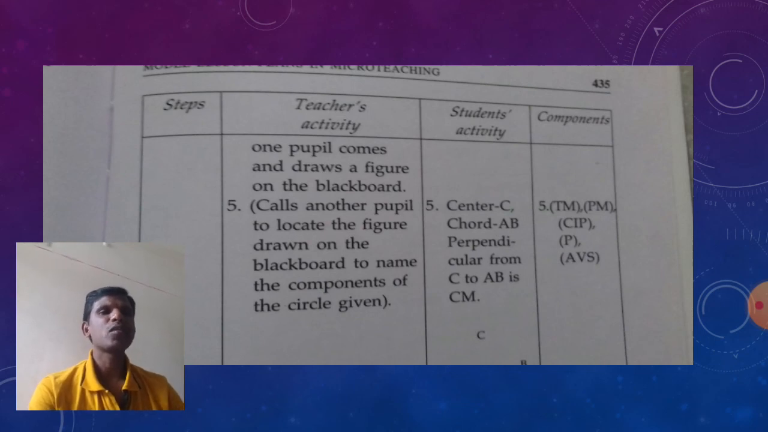The AVS also we can observe. Why? Because the teacher is asking using the blackboard, and some other TLM also the teacher can use, like circle names and parts. We can prepare the TLM. This is called audio visual switching also. So whenever the teacher wants to display all these things, she should come with the prepared TLM. Then automatically she can display whatever she wants to explain. So this is called AVS, audio visual switching.